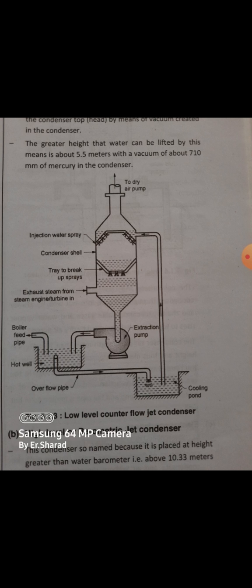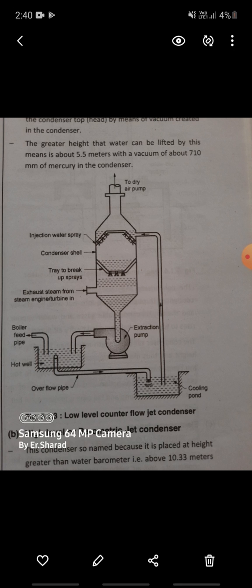The cooling water is lifted from the cooling pond to the condenser top by means of the vacuum created in the condenser. The greatest height that water can be lifted by this means is about 5.5 meter, with a vacuum of about 710 mm of mercury in the condenser.